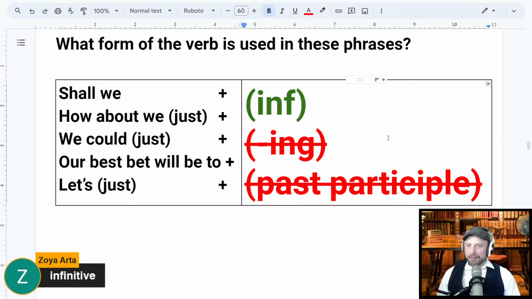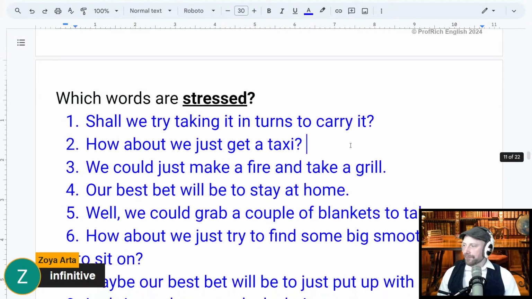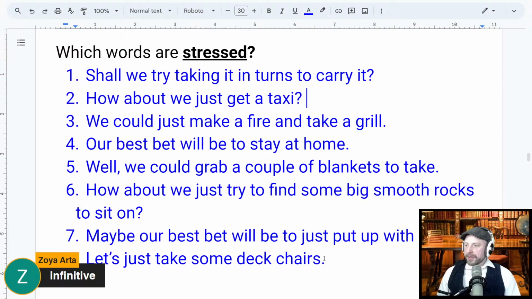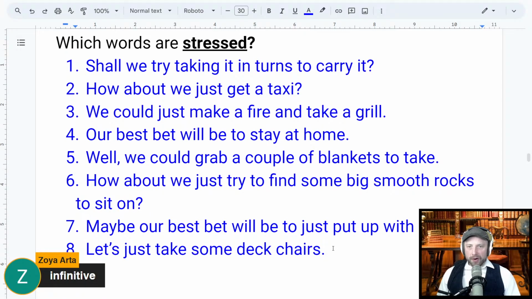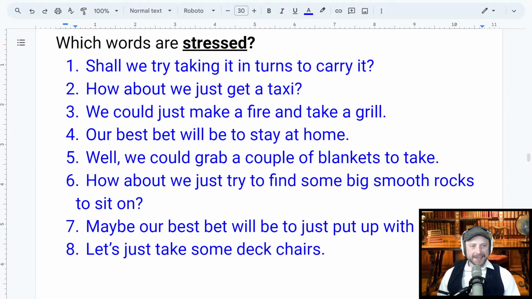Let's have a look at the pronunciation. So, look at the phrases from before, and let's have a think about which words are stressed. Because that's a really good way of practicing pronunciation, is to look at which words are stressed. So let's look at the first one.